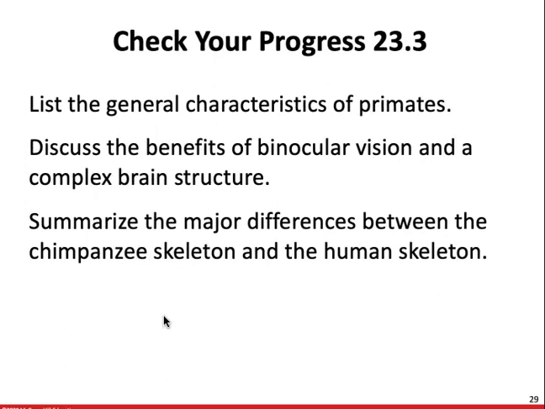So you should be able to list some of the general characteristics of primates. We didn't get into binocular vision or the complex structure of the brain. We really didn't talk about any of the major differences between the chimpanzee skeleton and the human skeleton. I just want you to be comfortable with our binomial name of Homo sapiens and have a general understanding of where that comes from. And that'll be it for this section.